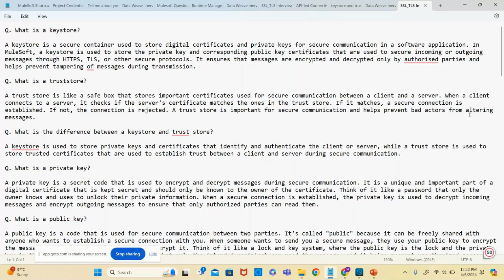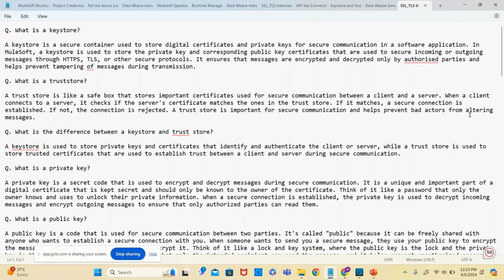It is a unique and important part of a digital certificate. It is the part of a digital certificate that is kept secret and should only be known to the owner of the certificate. Why are we calling it private? Only the owner of the certificate will know that particular private key. It should not be shared. The public key can be shared with the consumers, but not the private key. Think of it like a password that only the owner knows and uses to unlock their private information. When a secure connection is established, the private key is used to decrypt incoming messages and encrypt outgoing messages to ensure that only authorized parties can read them.